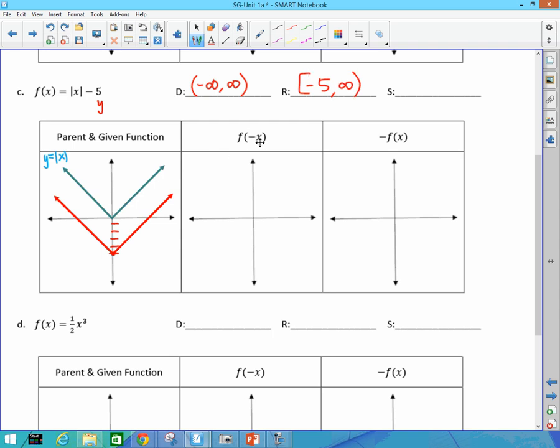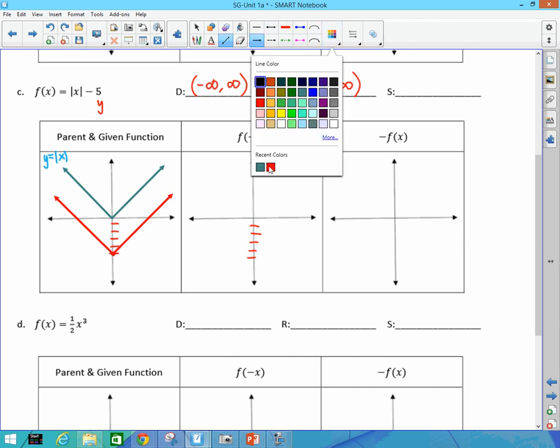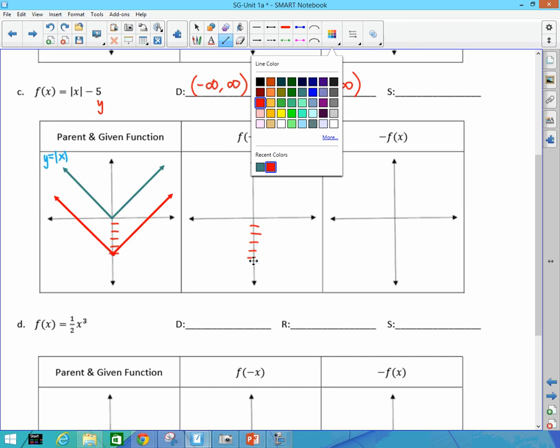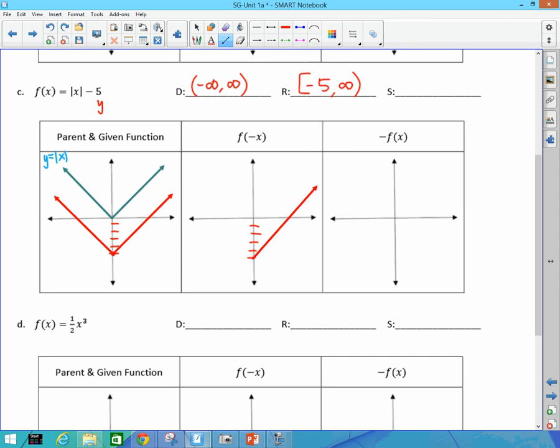Okay? Negative is inside. Inside affects the x. So I flip it over the y. So when I flip this over the y-axis, I hope y'all all see that it's the same thing. 1, 2, 3, 4, 5. So we got to draw that same thing. Use your straight edge. So we have that and that looking the same.